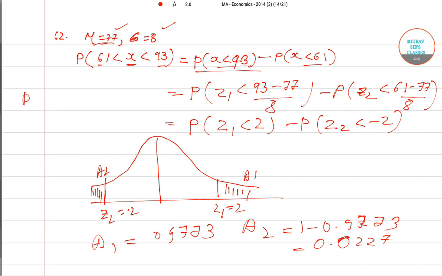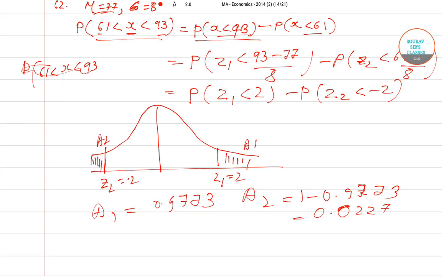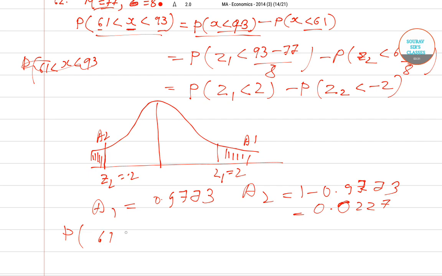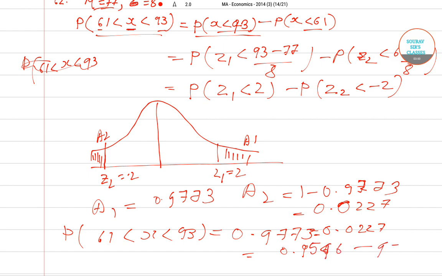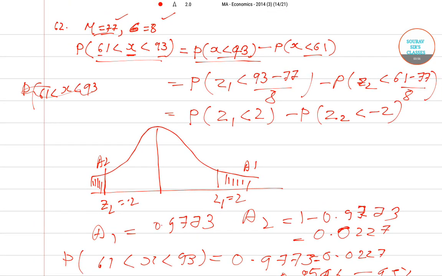Now what we will simply find is the probability that x lies between 61 and 93, which is equal to 0.9773 minus 0.0227. So whose value will be equal to 0.9546, which is 95%. So I want you to go through this question once before we proceed further with the final answer in the question.